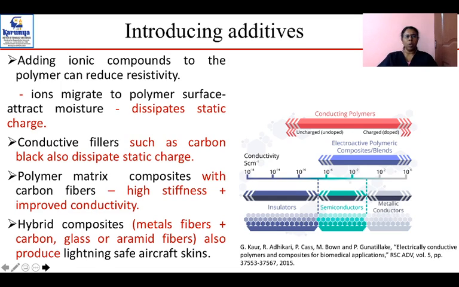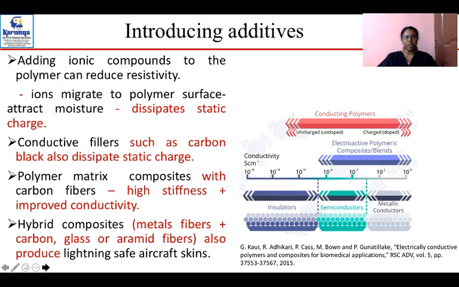We studied a lot of composites and we also studied polymer matrix composites. So we can have polymer as a matrix here and we can try to add some additives to it, say fibers, carbon fibers, etc. So you could see that you can add ionic compounds to the polymer to reduce the resistivity. So this can help to dissipate static charges. So there will not be any more accumulation of static charges.